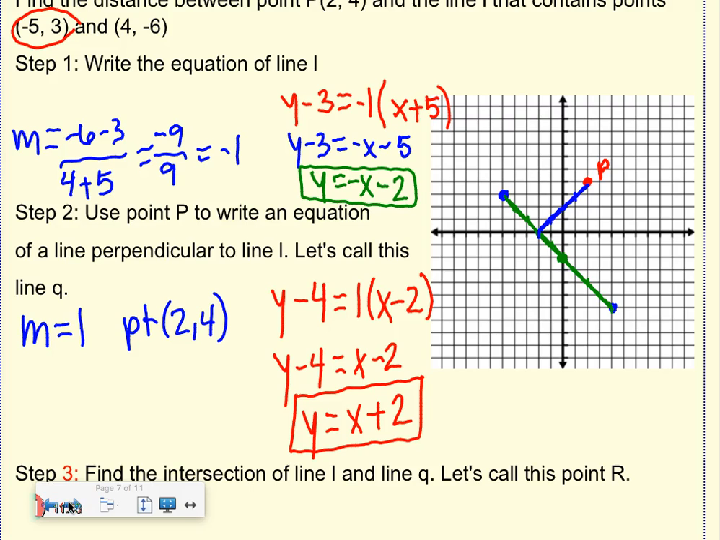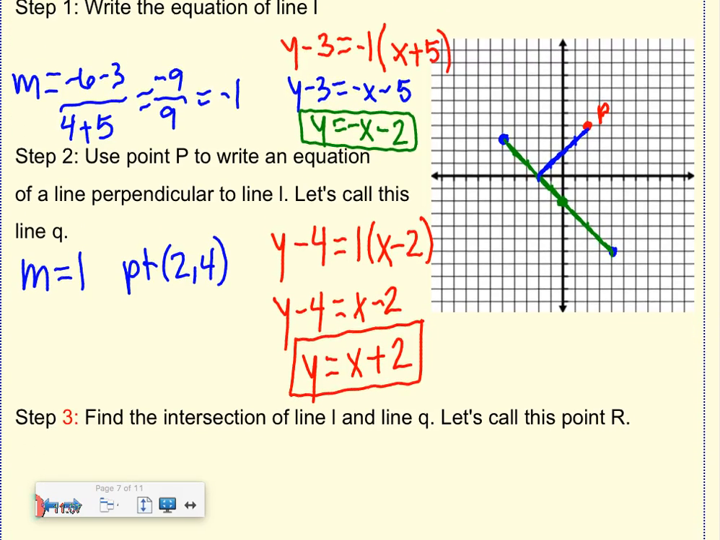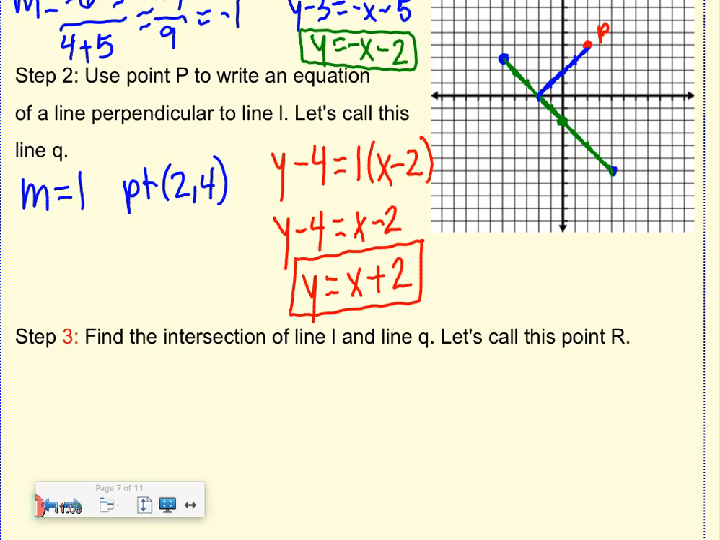So now we need to find their intersection point. So do I know where they touch by looking at my graph? What is that point? Negative 2, 0, right? And we're calling this R, point R.